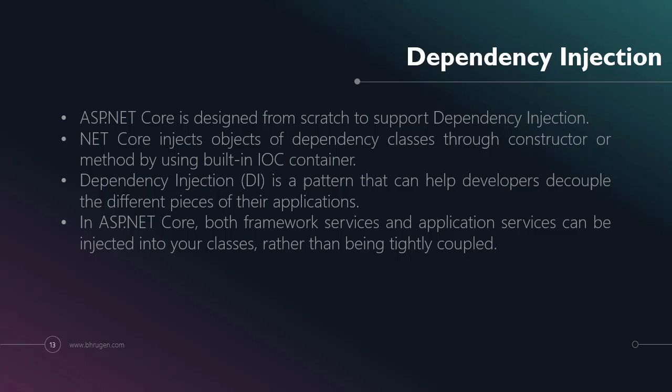Support for dependency injection is built into ASP.NET Core. In ASP.NET Core, both framework services and application services can be injected into your classes rather than being tightly coupled. Dependency injection is a design pattern in which a class or object has its dependent classes injected rather than creating them directly. Dependency injection can help developers decouple the different pieces of their application.